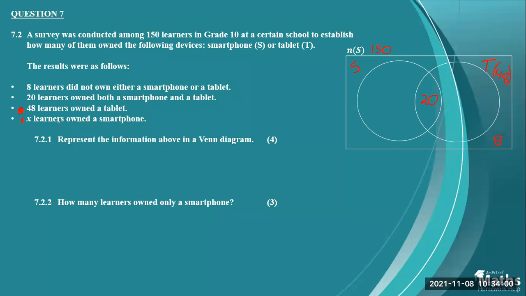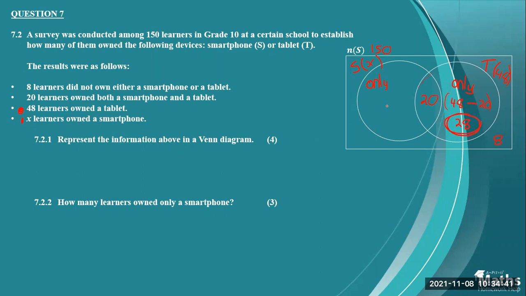X learners owned a smartphone. A smartphone will be X. So that's how you start off with your Venn diagram. Now to fill in these, how many learners will only have a tablet or only have a smartphone? For only a tablet, it will be the whole circle, 48 minus those who also own smartphones. You can't count people twice, it's impossible. So this one will just be 28. So 28 will only own a tablet.